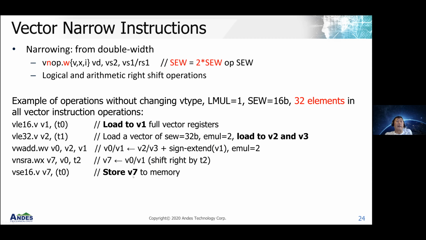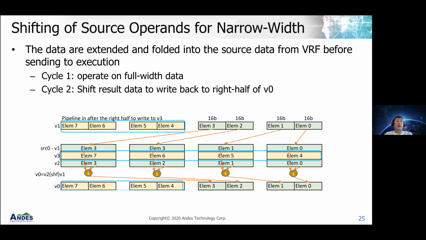And so now the data is written back to V2. And note that when you have the effective LMUL equal to 2 here, you had to write into 2 vector registers, and the same thing, you also had to read from 2 vector registers. Okay, and this is the example of the implementation, because one of the source operands is a full width, and so it still had to be 2 micro-ops.